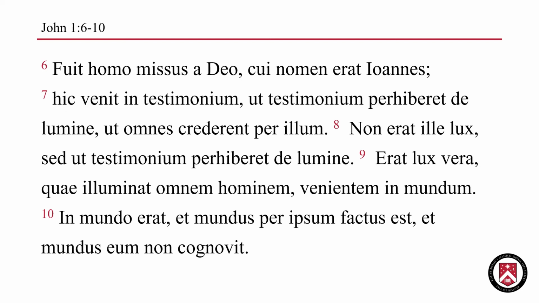Ut, so that, omnes. Remember in lesson 1 we saw omnia. This is the same word, just a different form. Omnes, so that all, crederent, might believe, per, through, illum, him. This man came for a testimony, so that a testimony he might give about the light, so that all, and by this we mean all men, crederent, might believe, per illum, through him.